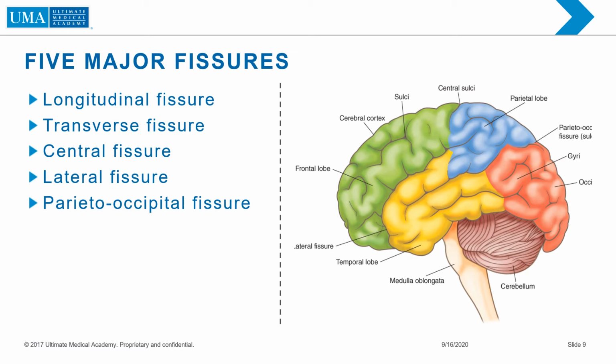And finally, there's the parieto-occipital fissure, or sulci, the least obvious of all fissures. It serves to separate the occipital lobe from the parietal and temporal lobes. Although no definite demarcation or line between these 2 lobes exist.